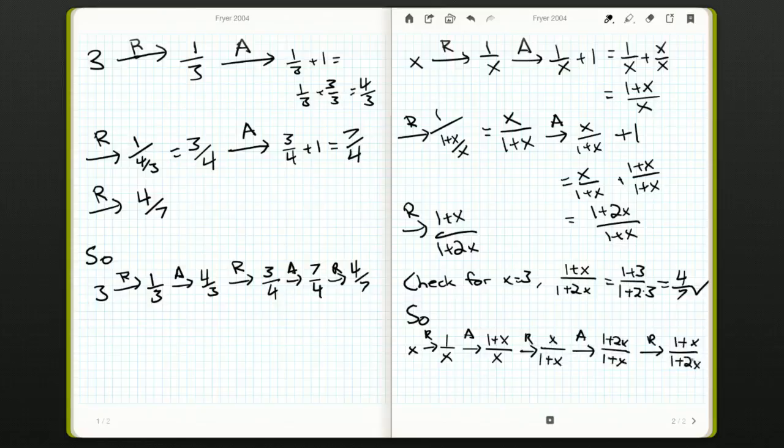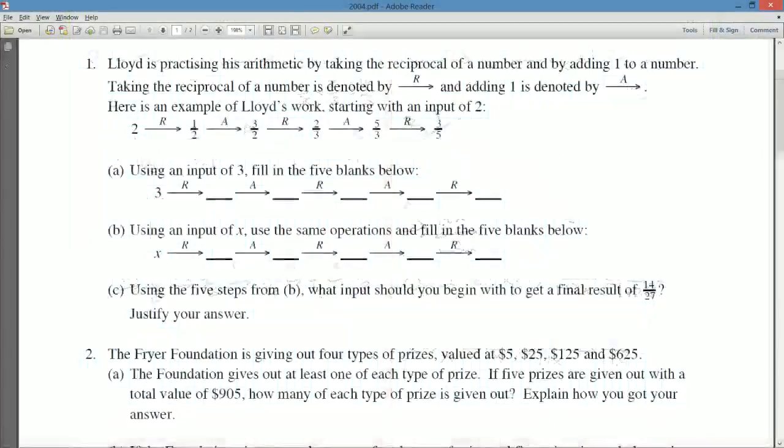Nice, clean question. I imagine we'll probably be substituting something else for x, but let's take a look at C part to see if I'm right. So using the 5 steps from B, all right, fantastic. The work we just did. What input should you begin with in order to get a final result of 14 over 27? Okay, so we're going to need to substitute that in for our final answer and work our way back and figure out what the x value should be.